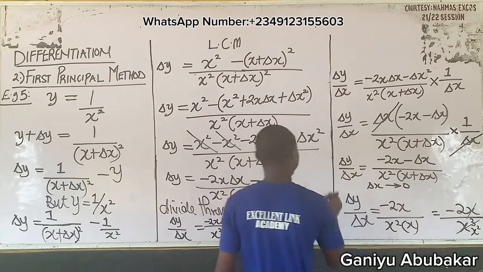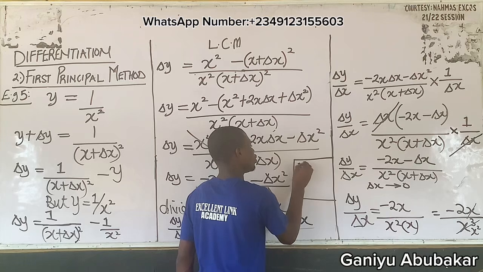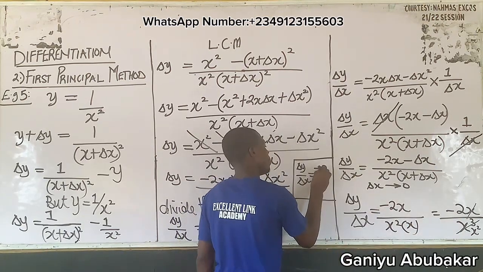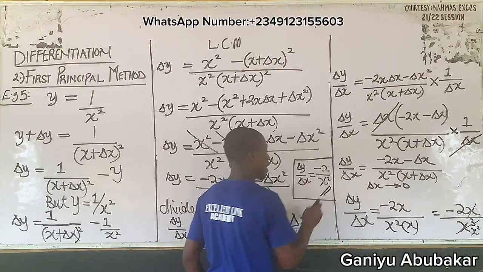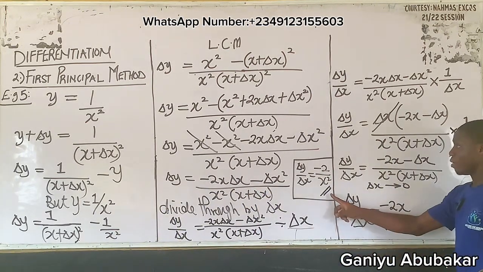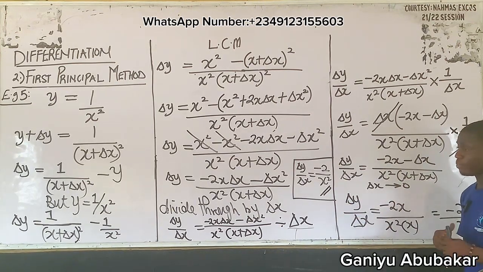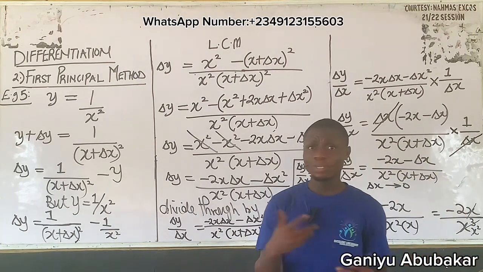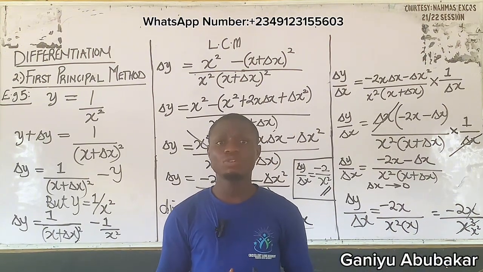So it means that my final answer, let me just put my final answer here. My final answer becomes change in y over change in x is equal to what? Minus 2 over x squared. This becomes my final answer after solving this particular problem. This is how you evaluate problems using the first principle method of differentiation. In the next class, we'll look at the third method called the chain rule method of differentiation. See you in the next class.